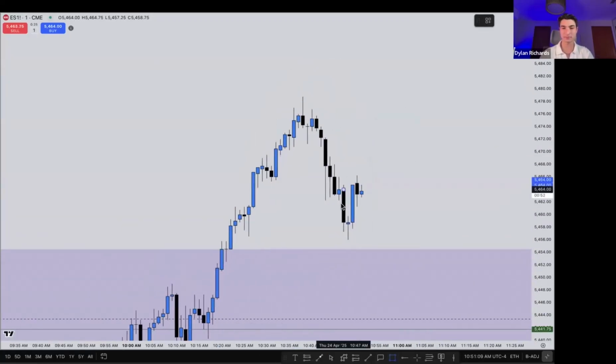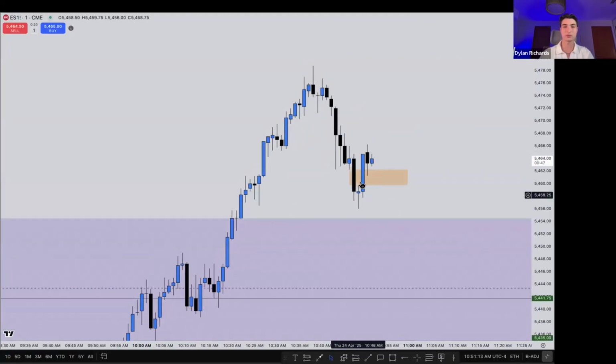So what I'm watching here is this gap, the gap that I was using. So I was using just a 1-minute fair value gap to frame the short setup. I want to see how we trade here, right? If we use this as support and trade higher, then that would not be bearish.